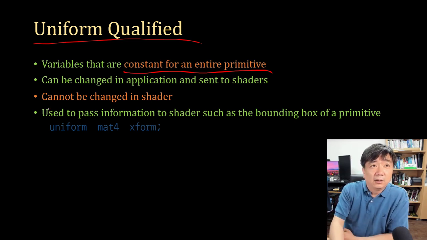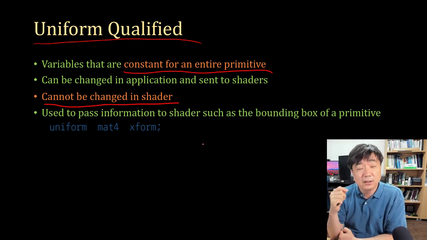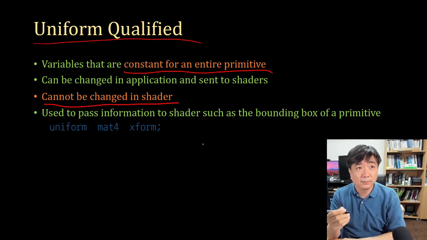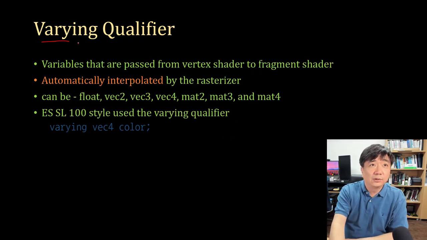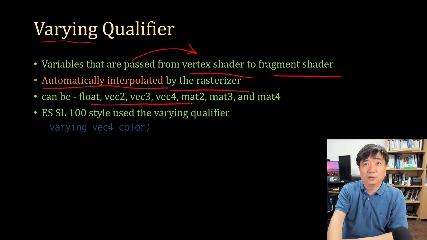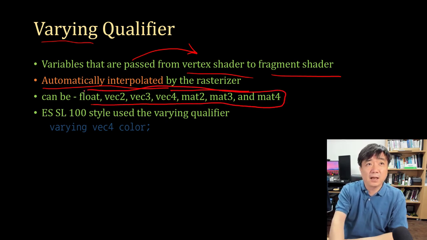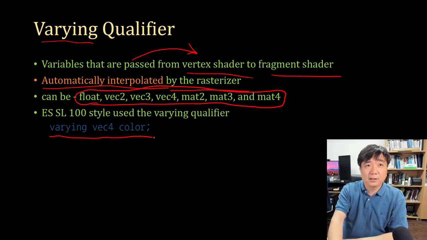Okay. Of course it is not possible to change it in the shader. Also, an attribute cannot be changed, the vertex attributes. Okay. And then varying is used for passing the vertex data from the vertex shader to the fragment shader. Okay. And in the rasterizer, it is automatically interpolated, and all basic types can be used for varying. Okay. So like this varying vec for color, then we can send the color value to the fragment shader. Okay.